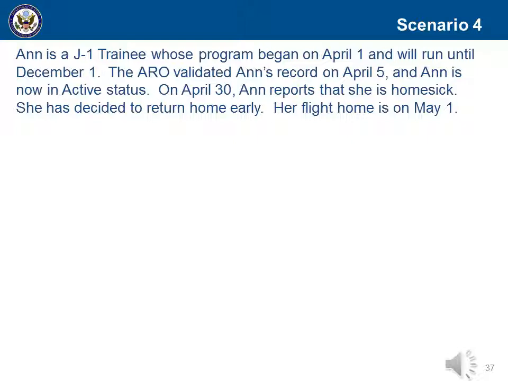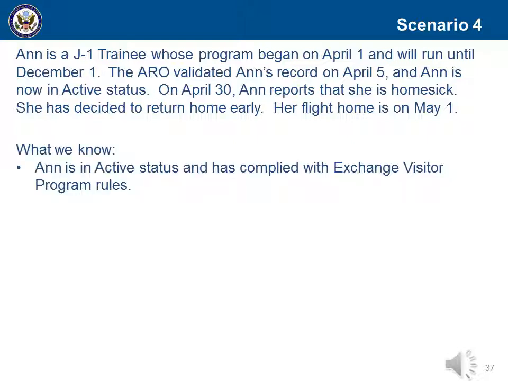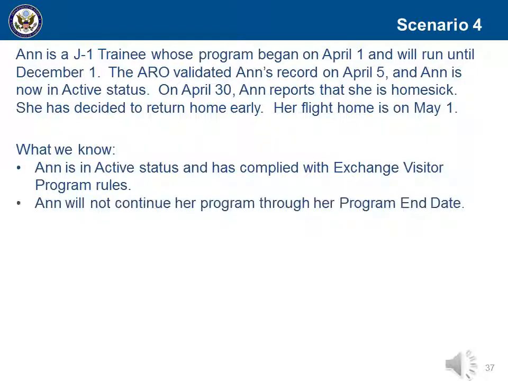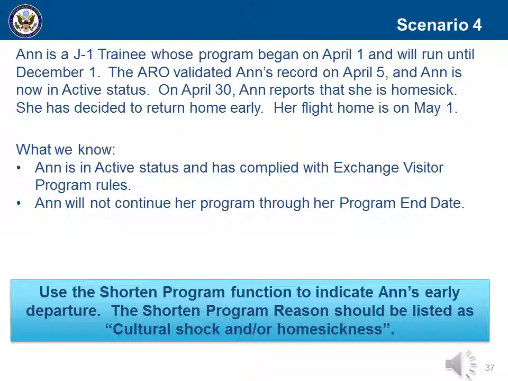Here's what we know. Anne is in active status and has complied with the Exchange Visitor Program rules. Anne will not continue her program through her program end date. What should we do? The only option would be to use the shortened program function to indicate Anne's early departure. The shortened program reason should be listed as cultural shock and/or homesickness.